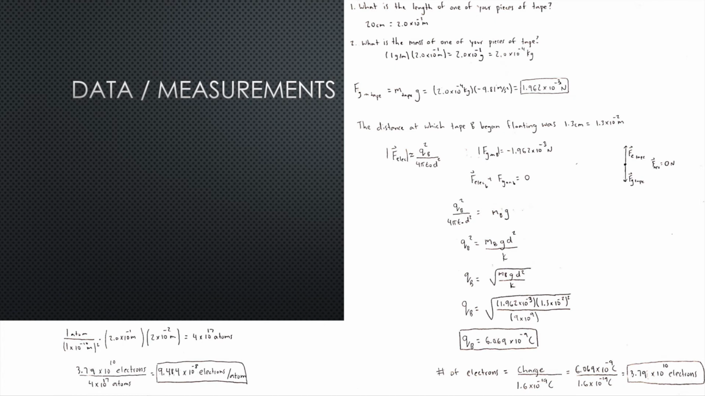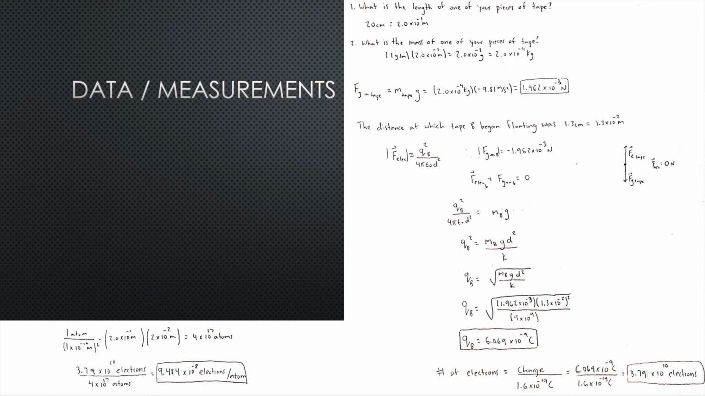So here's some of the data and measurements I came up with. I found the force of gravity on the tape to be equal to 1.962 times 10 to the negative 3 newtons. And I set that equal to the electric force because the two were offsetting each other to have zero net force, as you can see on the free body diagram on the right. And ultimately found the charge on the tape to be 6.069 times 10 to the negative 9 coulombs. You can see the work there.